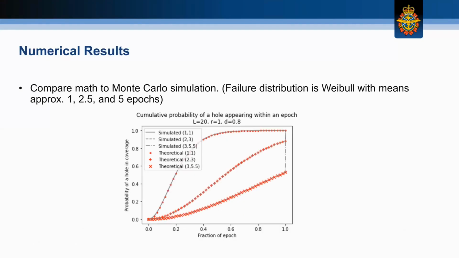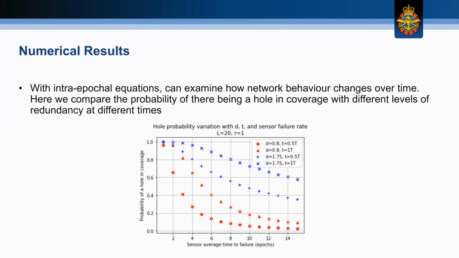So now that we've talked about the math, we can go to the numerical stuff. The first picture is basically just comparing the math to Monte Carlo simulation to ensure that nothing crazy is going on, and indeed the math does match the simulation. More of the upshot of this kind of analysis, with the intra-epochal equations, we can now talk about the dynamics of the network, that is how it changes over time.